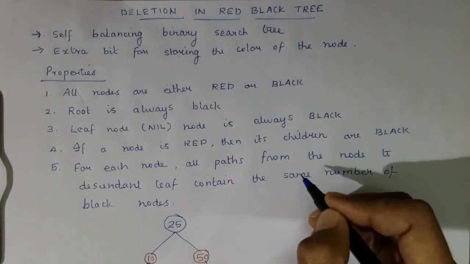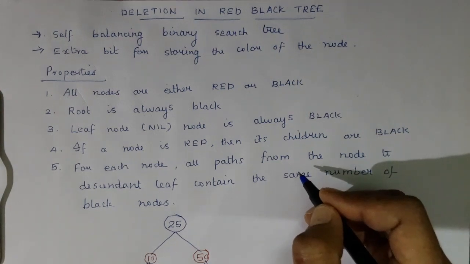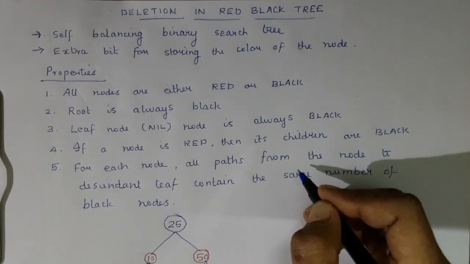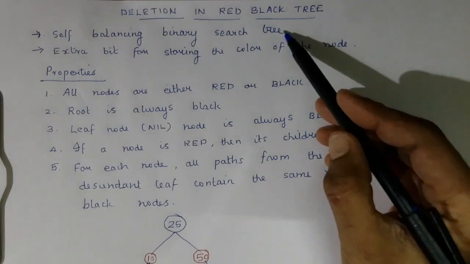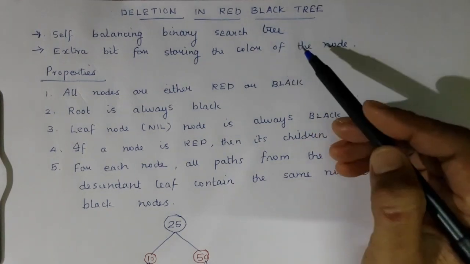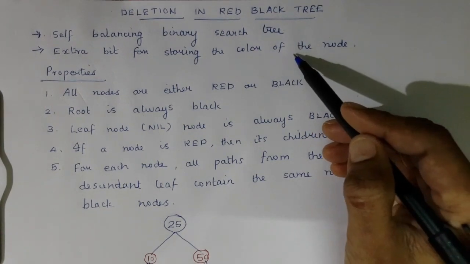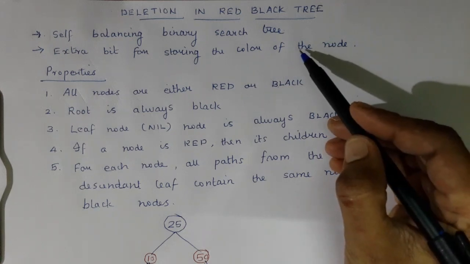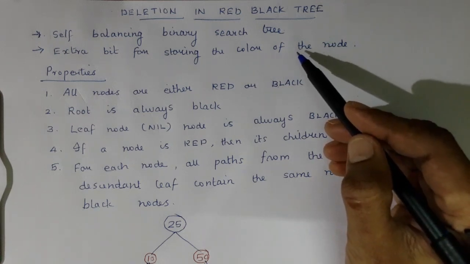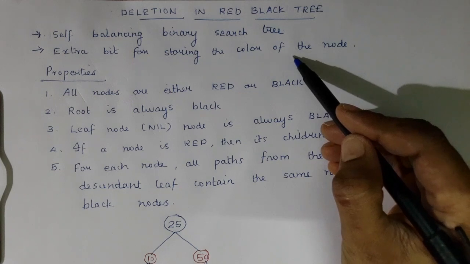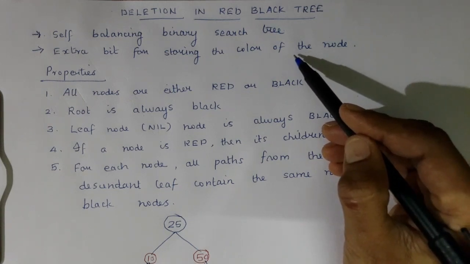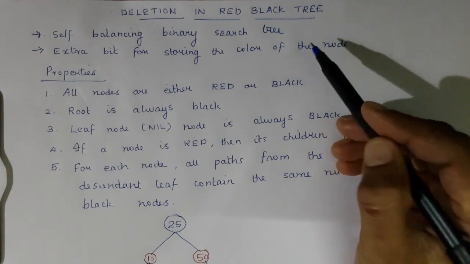In this video, I will explain how to perform deletion operation in red-black tree. Red-black tree is a self-balancing binary search tree with an extra bit for storing the color of the node. That color may be red or black. This color of the node helps to self-balance in the tree while performing insertion and deletion operation in that tree.